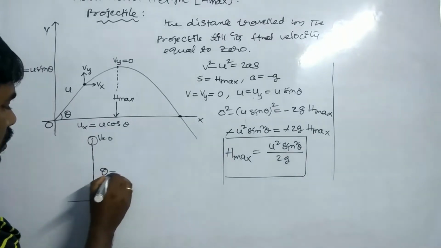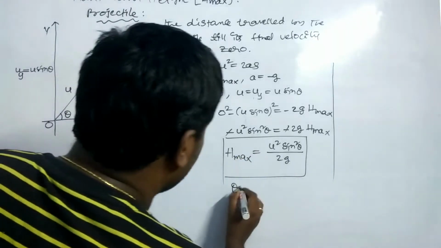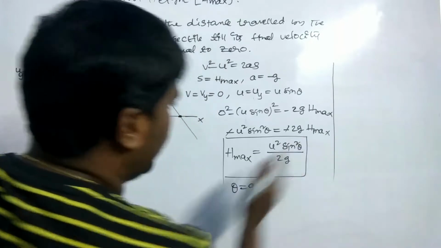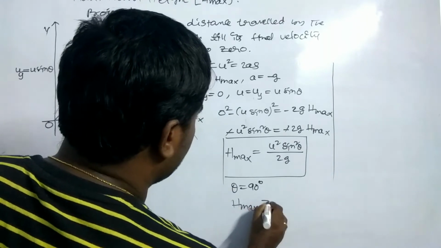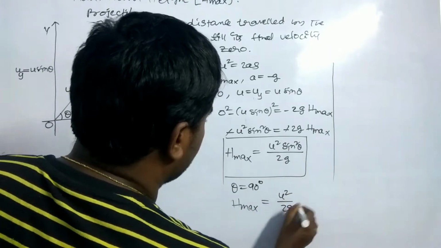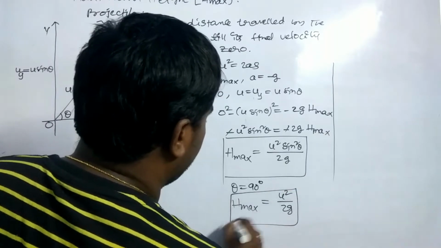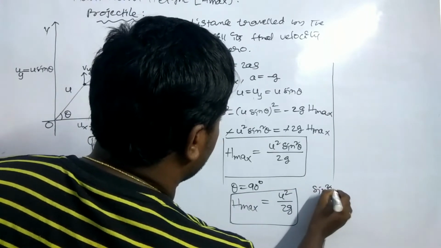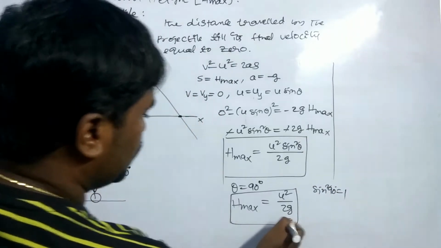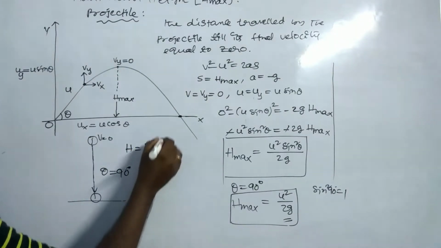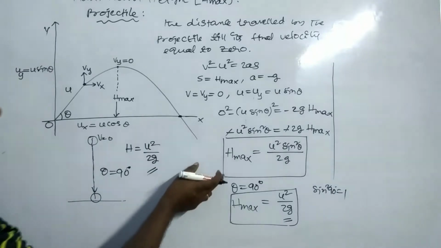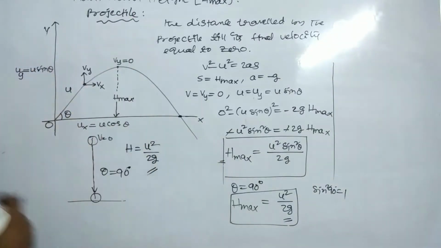So here theta is equal to 90 degrees. If theta is equal to 90 degrees, then sin 90 is equal to 1, so sin square 90 is equal to 1 square. Then h maximum is equal to u square by 2g because sin 90 is equal to 1. Okay, so this is the vertically projected body. For the vertically projected body we already proved u square by 2g. This is in case of projectile, the maximum height of a projectile.